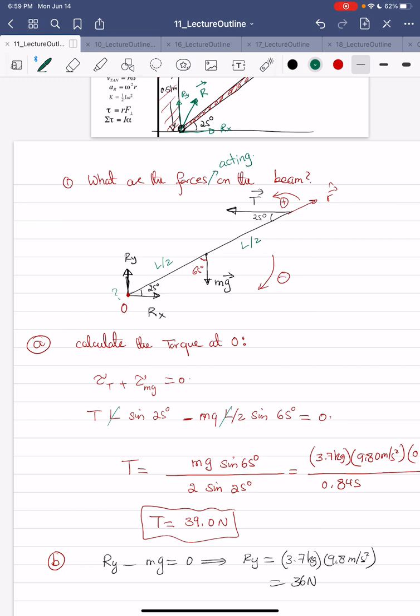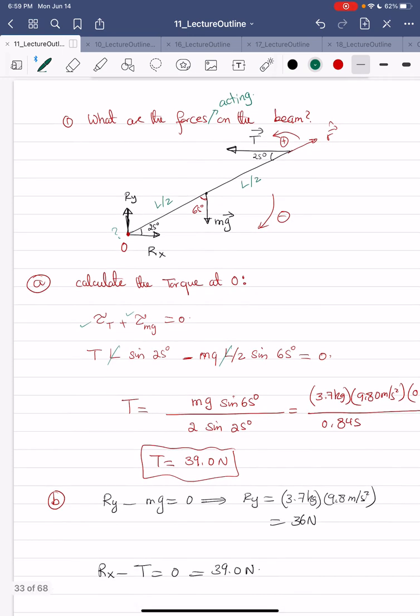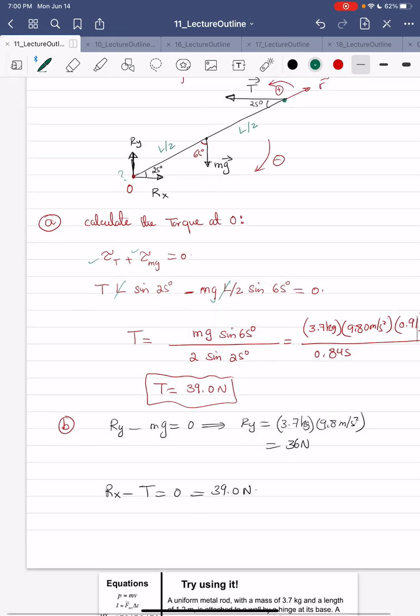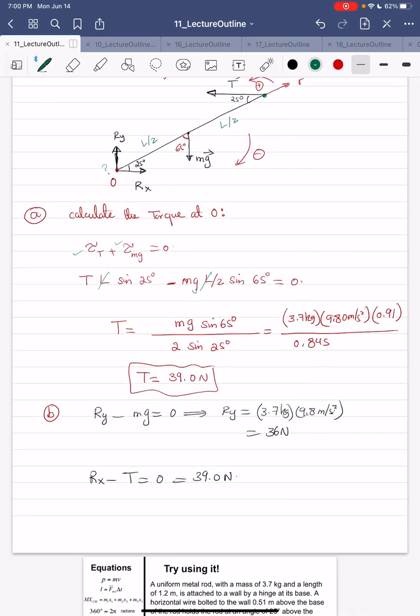Okay? Now, calculate the torque at O, which is this point. There are two torques here, the one from the tension and the one from the weight of the beam itself. Here, T, the force, times L, since it is located at L from O, times sine 25, minus mg, which is the weight of the beam, times L over 2, the location of the center of mass, times sine 65, which is 90 minus 25, equals 0. Then I can rearrange my terms and find T equals 39.